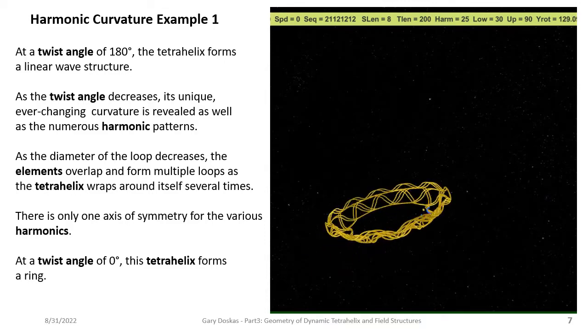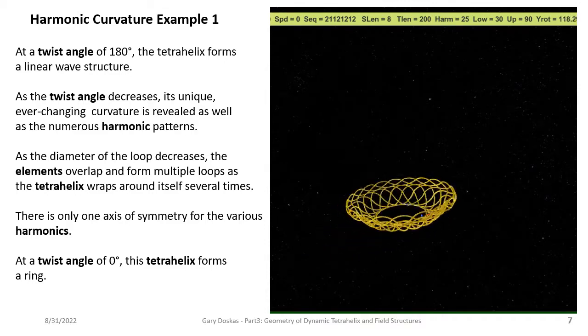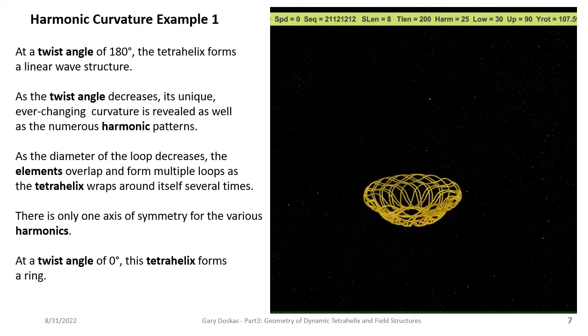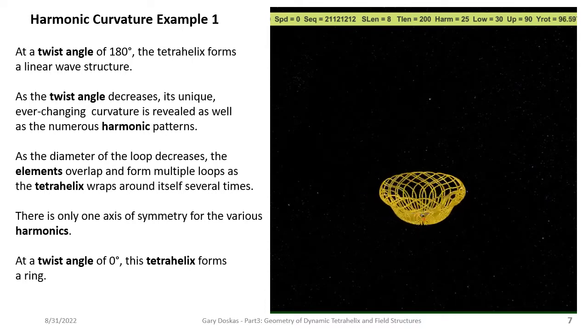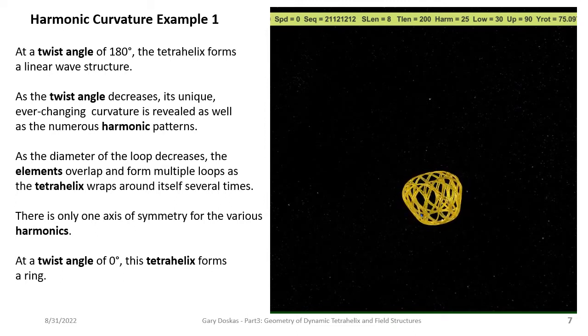for this subsequence. As the diameter of the loop tetrahelix decreases, the elements overlap and form multiple loops, as the tetrahelix wraps around itself several times. Note that there is only one axis of symmetry for the various harmonics that are revealed. At a twist angle of 0 degrees, this tetrahelix forms a ring.